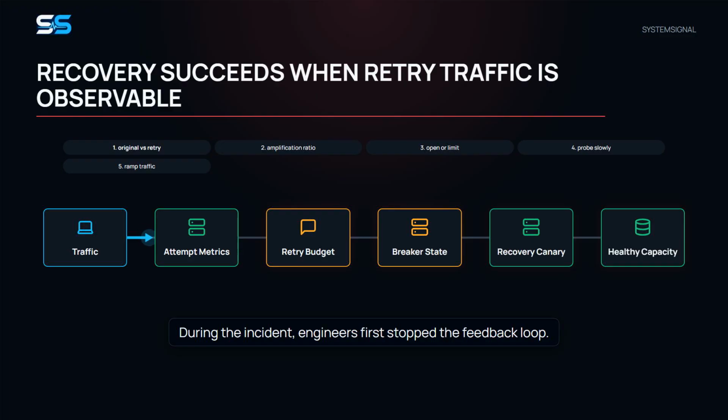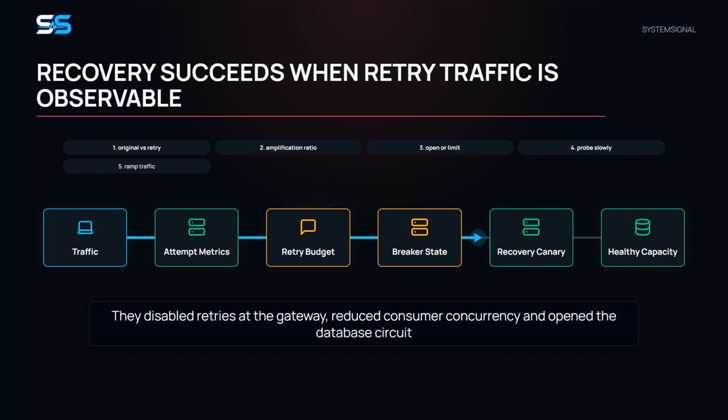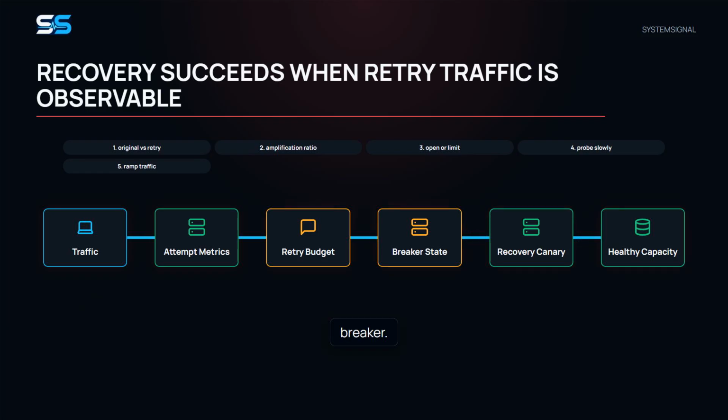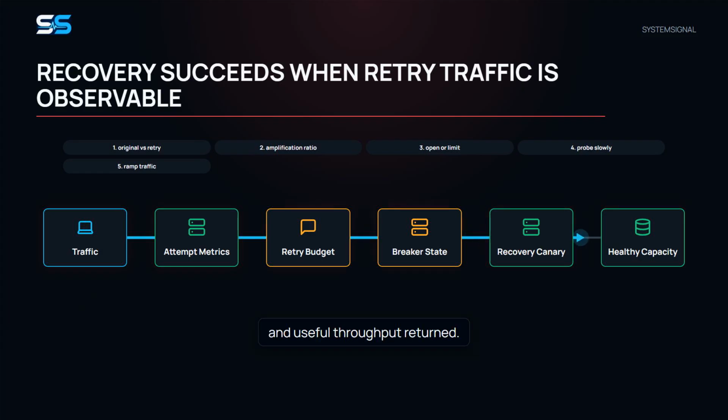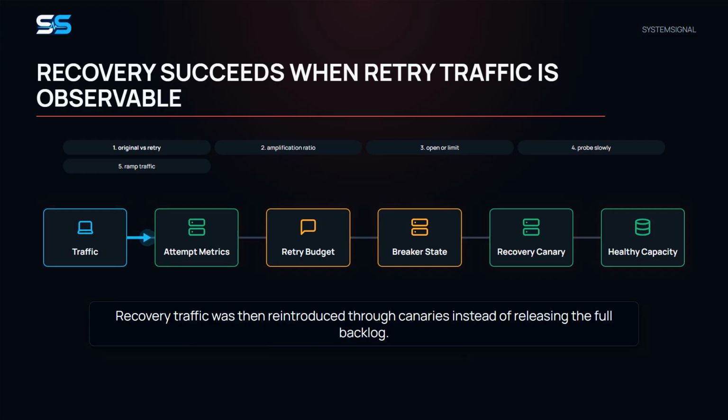During the incident, engineers first stopped the feedback loop. They disabled retries at the gateway, reduced consumer concurrency, and opened the database circuit breaker. Error rates briefly increased because the system failed fast, but connection pools began draining and useful throughput returned. Recovery traffic was then reintroduced through canaries instead of releasing the full backlog.